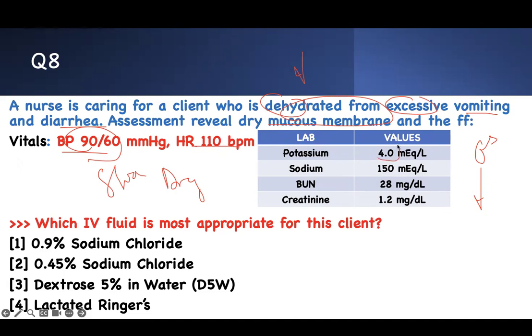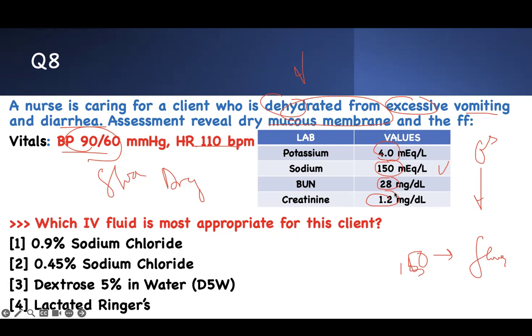Look at the potassium. It's normal. But sodium is 150. What do you think? BUN is elevated. Creatinine is elevated. What fluid will you give to this patient? Think about it. Dehydration, is having diarrhea, is vomiting, and this is the lab work they give you. Potassium is normal, but sodium is so elevated. It's 150. This is due to what? Fluid loss. When you lose fluid more than sodium, this is what you have.